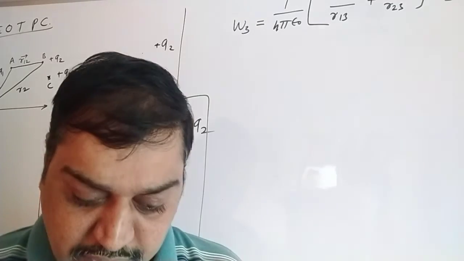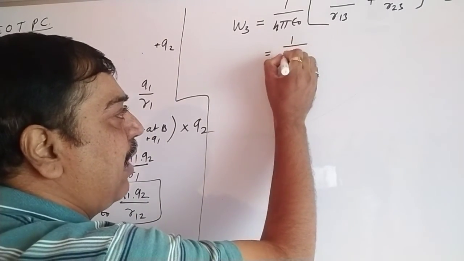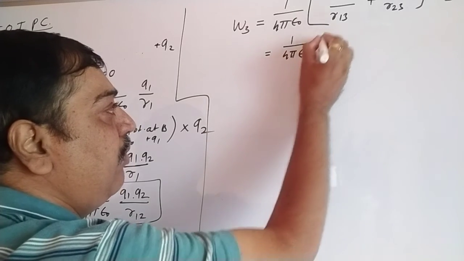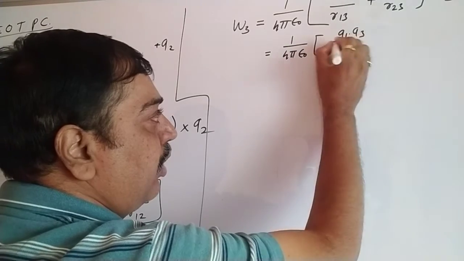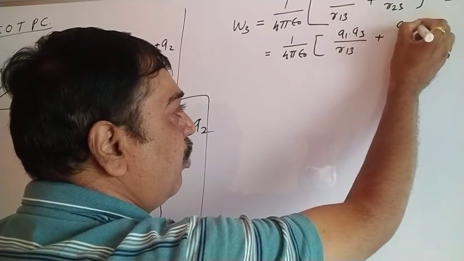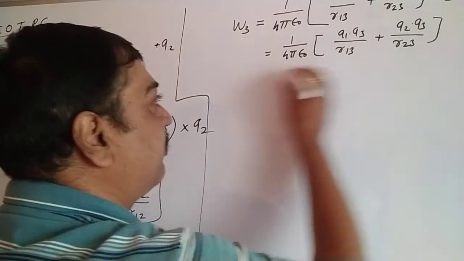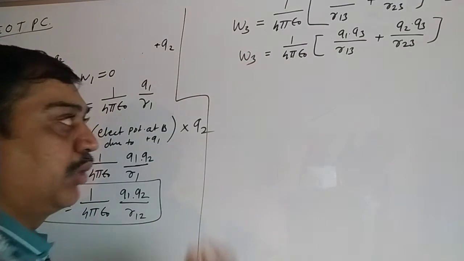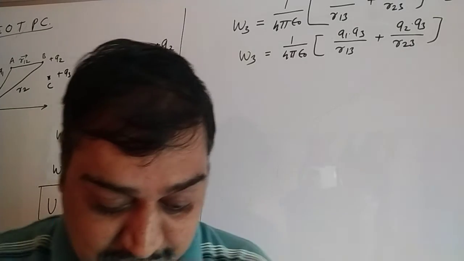If we move this Q3 inside, we can write this equation as 1 divided by 4 pi epsilon 0 in the bracket Q1 into Q3 divided by R13 plus Q2 into Q3 divided by R23, and this will give the work done W3 to move the third charge in the presence of 2 charges.